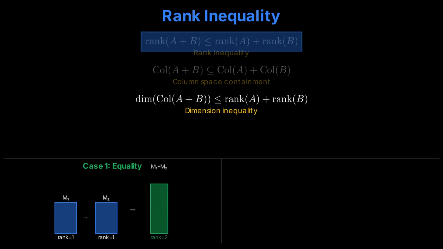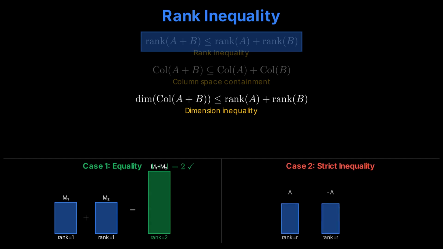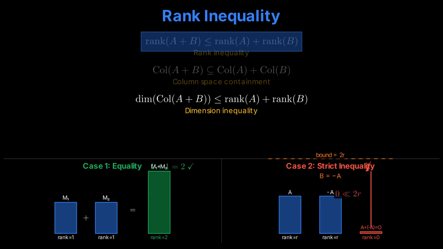We already saw an example of this. Rank 1 plus rank 1 gave rank 2, hitting the upper bound exactly. But the inequality can also be strict, sometimes dramatically so. Take any matrix A with rank R and let B equal negative A. Both A and negative A have rank R, so the bound allows the rank of their sum to be as high as 2R. But A plus negative A equals the 0 matrix, which has rank 0. So the inequality permits dramatic cancellation, with the actual rank falling far below the theoretical maximum.